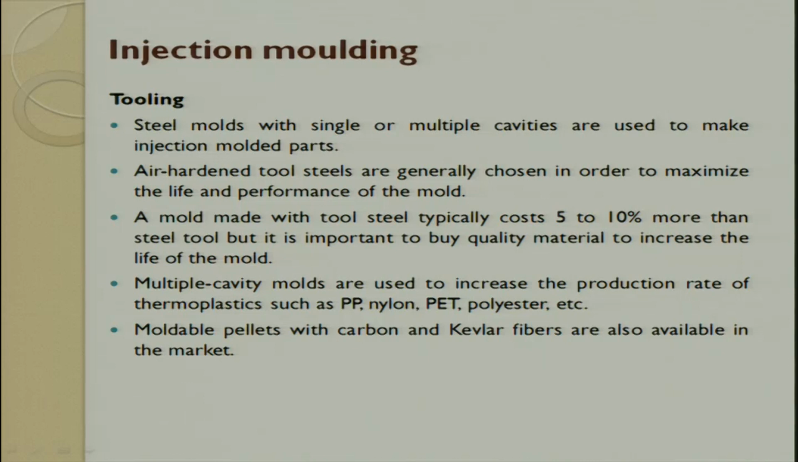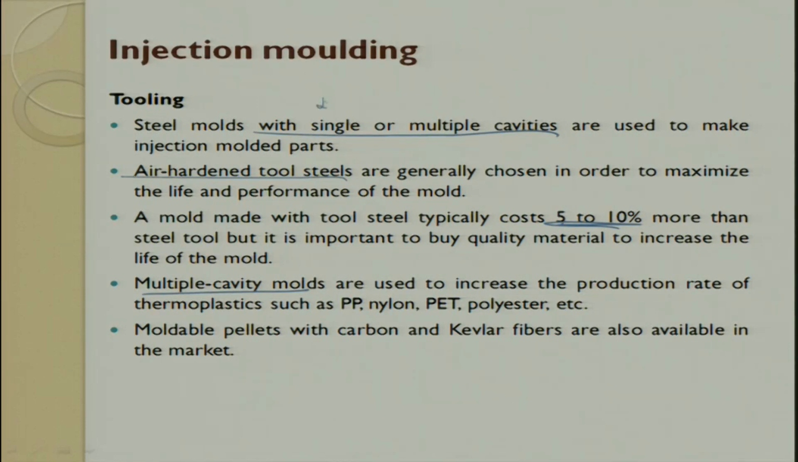So, here we have a steel mold with single or multiple cavities. What we saw here is only one cavity. You can have multiple cavities. With injection molding you can get the required one. The steel is always chosen such that it has a large amount of fatigue resistance. The mold with tool steel is typically 5 to 10% costlier than steel. We always make multiple cavity molds to increase the production. You can have single, you can also have multiple.